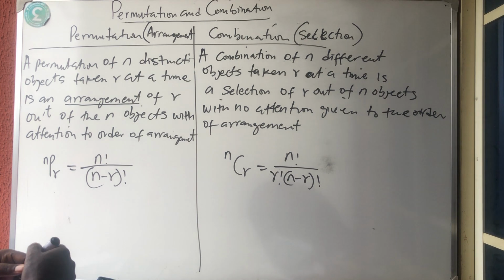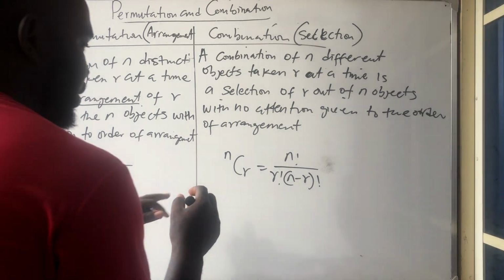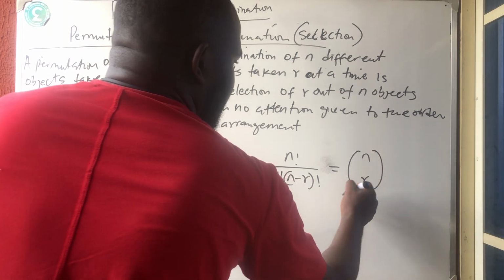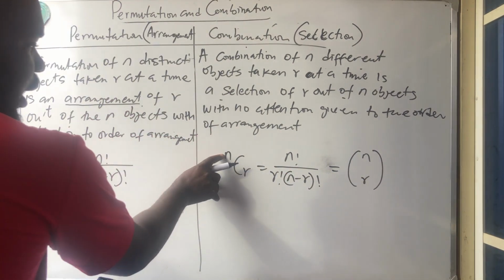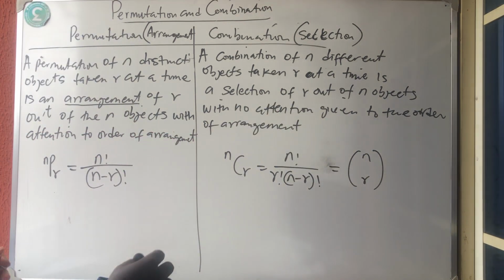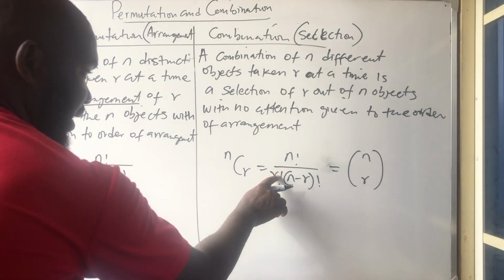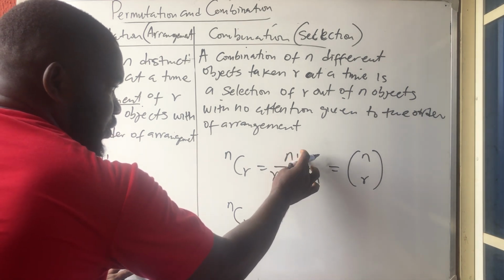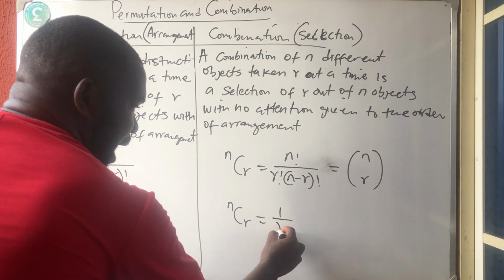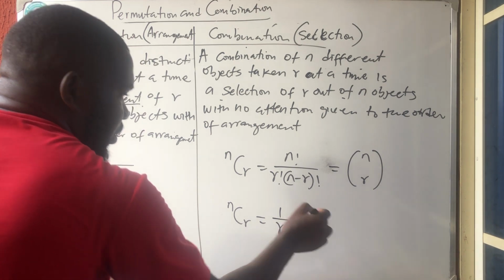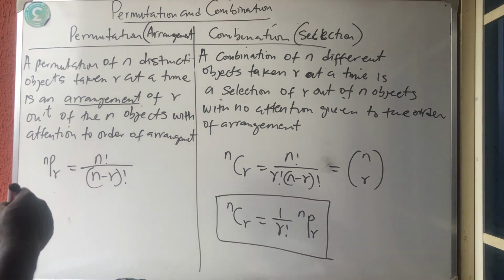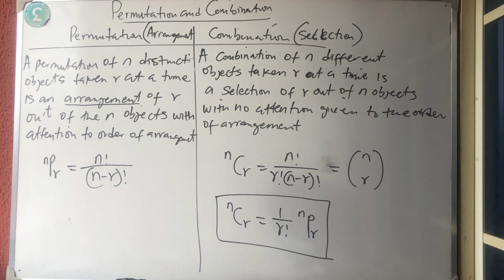Okay, now another way we write this is by writing it like this, n combination R. So you can see something like this or something like this, they are the same thing. So the relationship between permutation and combination is simply this: n combination R is simply 1 over R factorial times n permutation R. That is the relationship between combination and permutation.